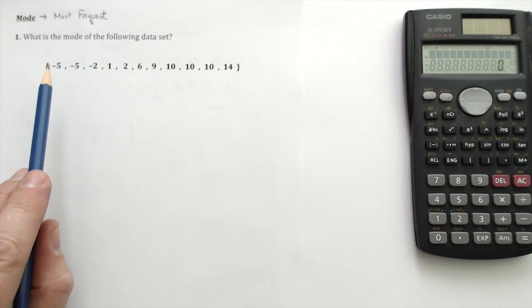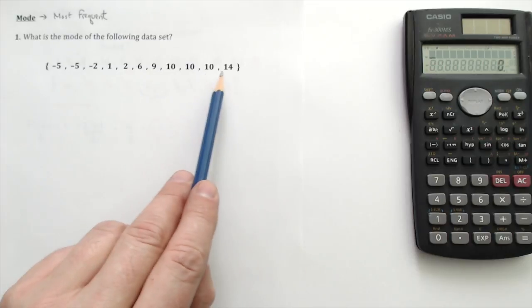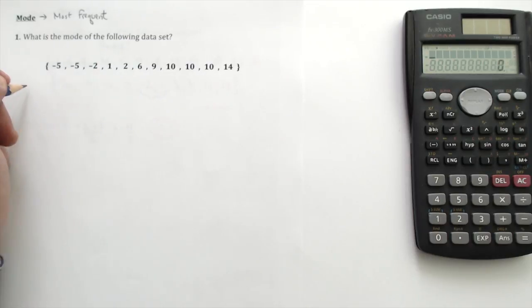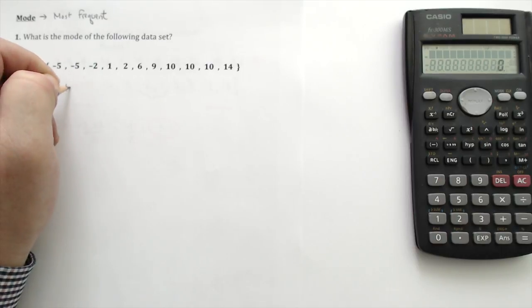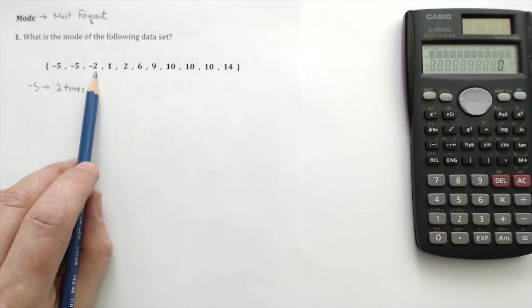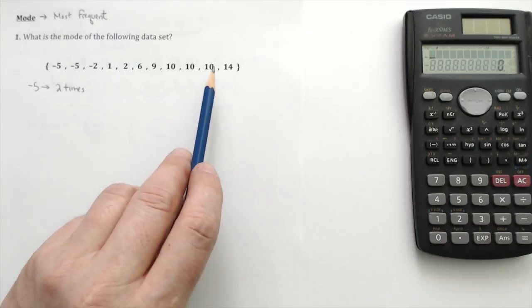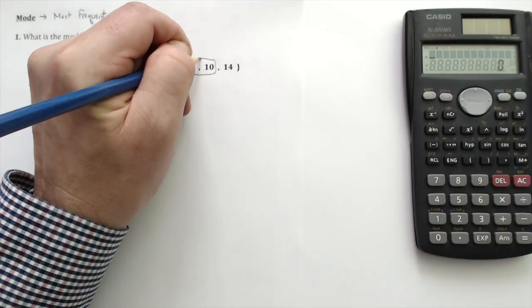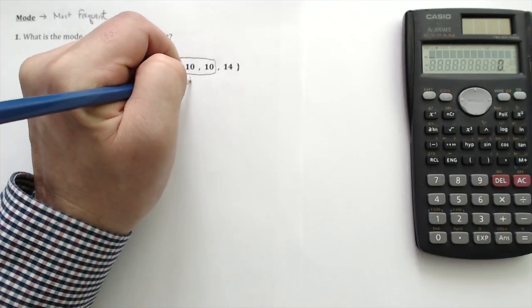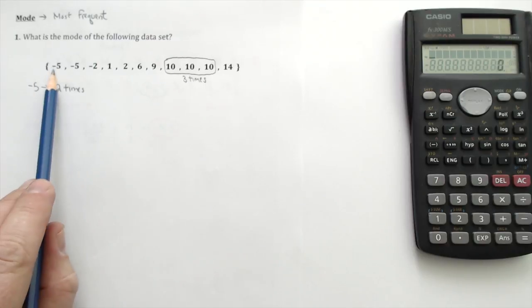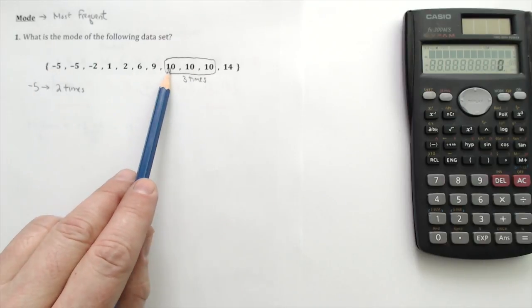And so all you have to do when we're looking for the mode is to just keep track of how many of each of the numbers you have. So for example, you'll see the negative 5 over here. We have that one 2 times. Whereas we only have one negative 2. And as you continue to analyze those data points, I want you to notice over here we have the number 10 3 times. And no other number repeats itself 3 times.